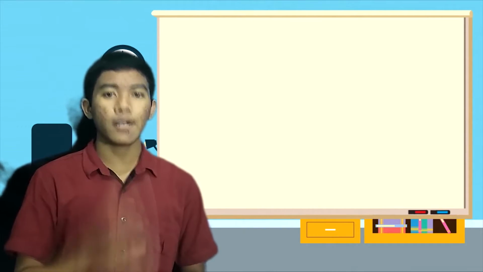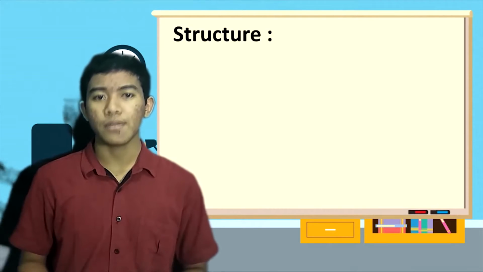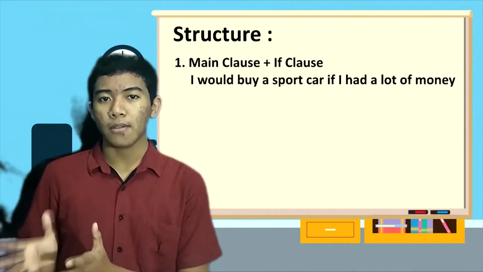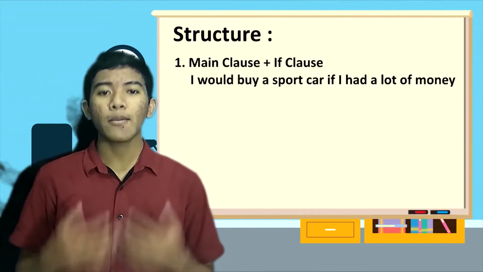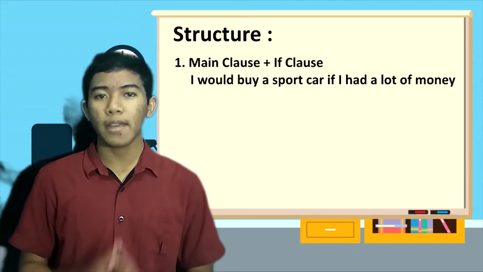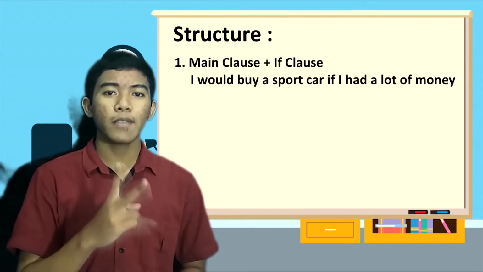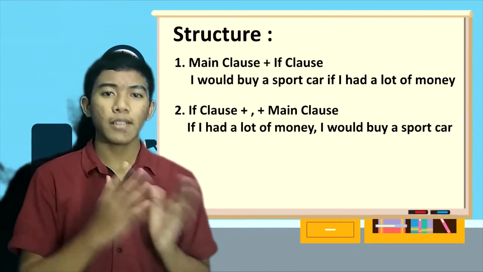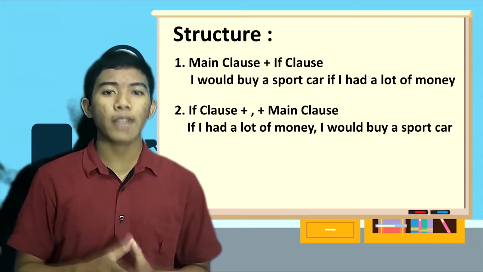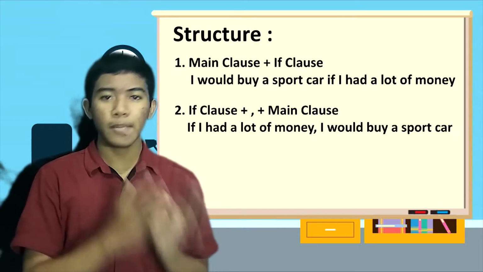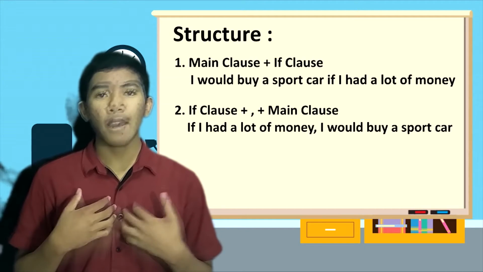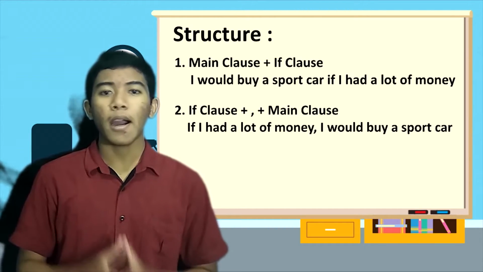There are two structures of conditional sentence type 2. The first one is main clause plus if clause. As an example, I would buy a sport car if I had a lot of money. And the second one is, if you put the if clause in front of the main clause, you have to write a comma between the if clause and the main clause. As an example, if I had a lot of money, comma, I would buy a sport car.